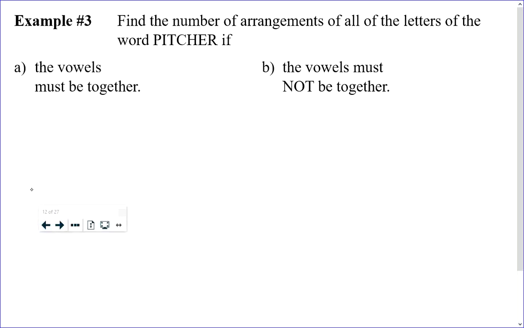My mistake. How many arrangements of all of the letters of the word pitcher if the vowels must be together? It's Joan and Emily, right? Except it's not Joan and Emily, it's I and E. The I and the E are one item. The P is an item. What else do we have? The T, the C, the H, and the R.